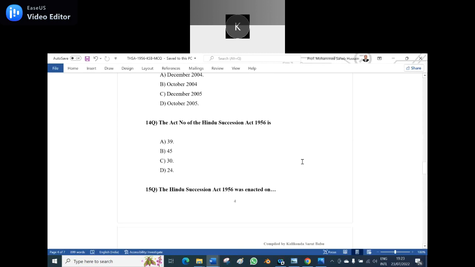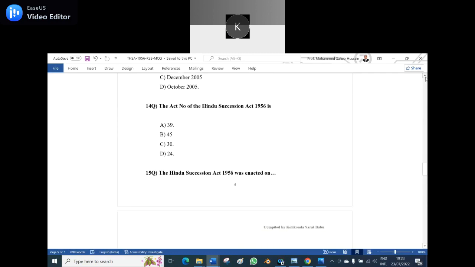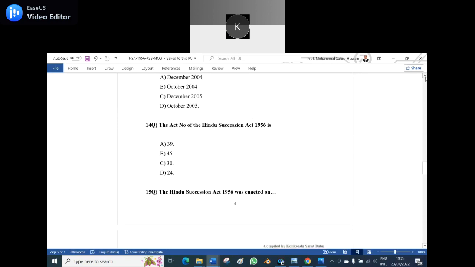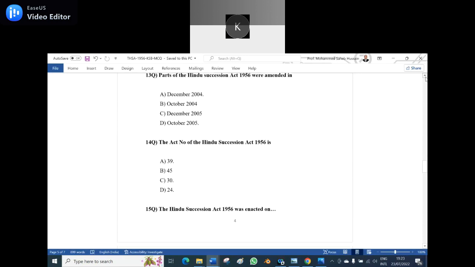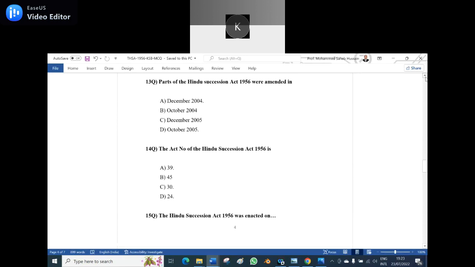13th question. Parts of the Hindu Succession Act 1956 were amended in A, December 2004, B, October 2004, C, December 2005, D, October 2005. December 2005. Yes, option A is the correct answer.